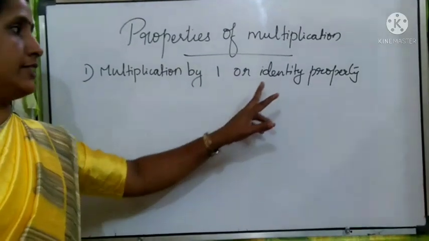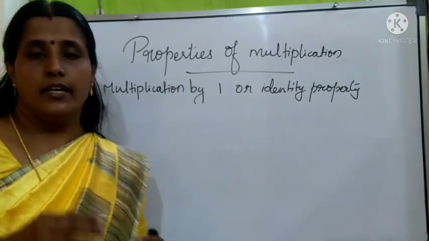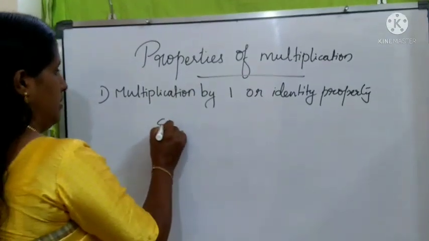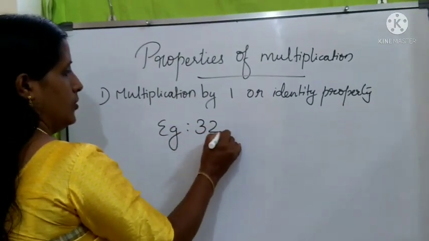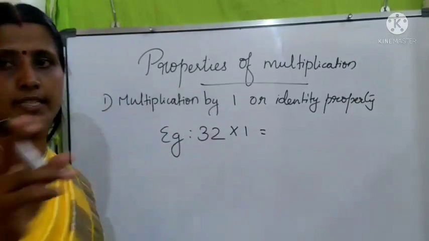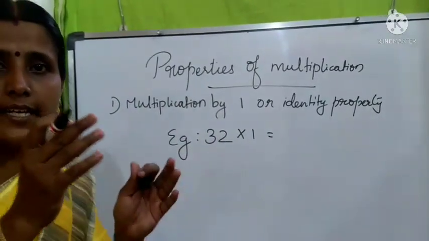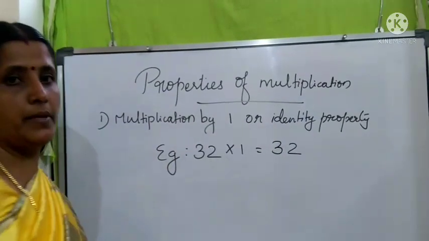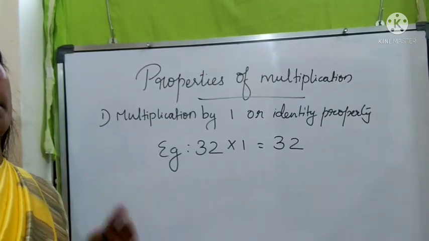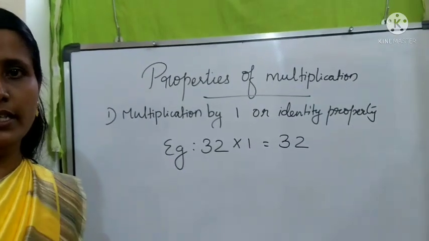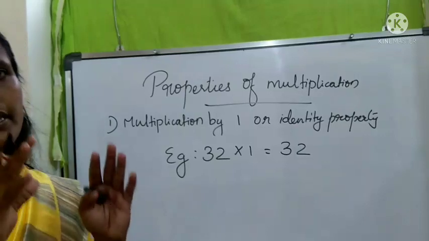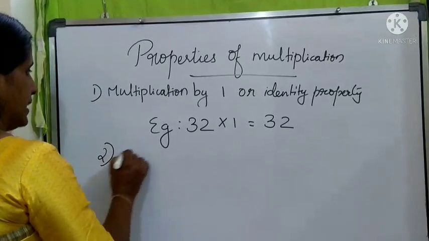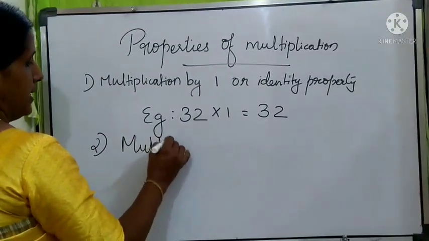Multiplication by 1, otherwise named the identity property. When we are multiplying a number by 1, for example, 32 into 1, what is the answer? Yes, we get the same number, that is 32. That is the first property, multiplication by 1. When we are multiplying a number by 1, we get the same number. Understand?